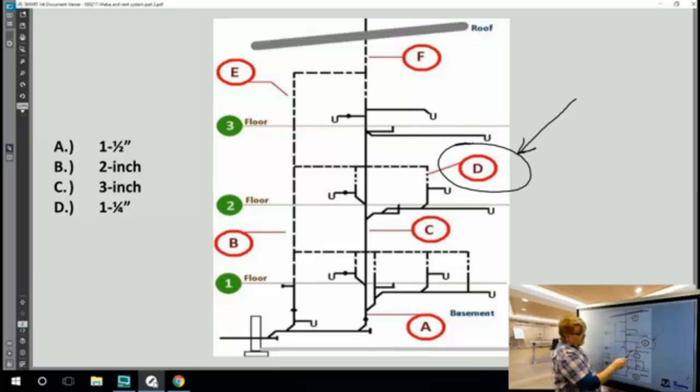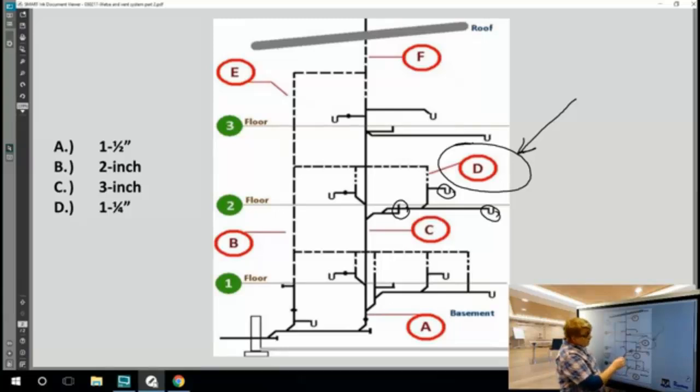And what do we have on the second floor? We have a water closet or a toilet. We have a shower or a tub. So this would be the water closet. This would be the shower or the tub. And this would be what we call a lavatory or a bathroom sink.